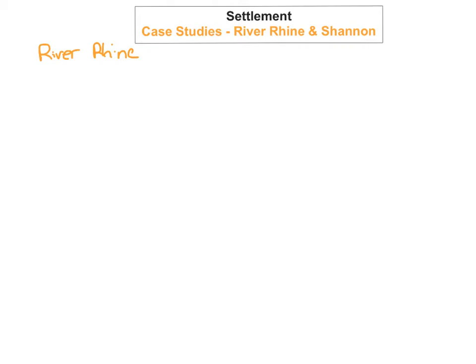Okay, so we're going to look at the first case study, and the first case study we're going to look at is Navan. Navan is in County Meath. So we're going to look at the case study of the River Rhine, and the first thing that you need to know is that the source of the River Rhine is found in the Swiss Alps.